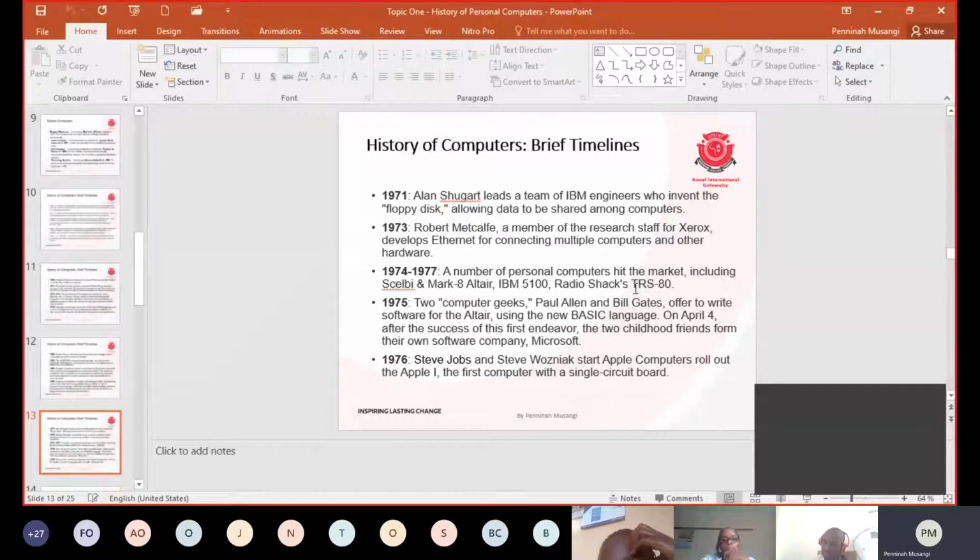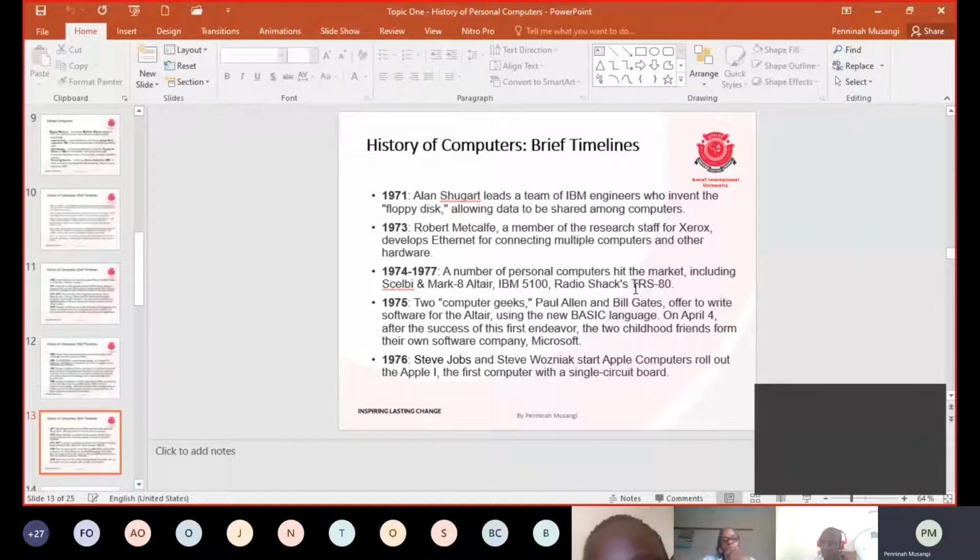1974 to 77, now personal computers. Remember how I described personal computers. We have been talking about computers. Now, in 1974 to 77, personal computers came into the market, including Shelby, Mark 8, Altair, IBM, and all that. So personal computers were in the market. They could be bought by people.